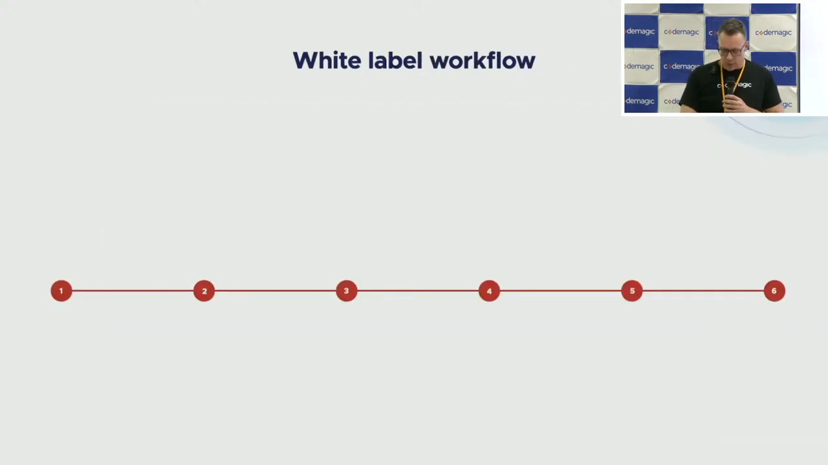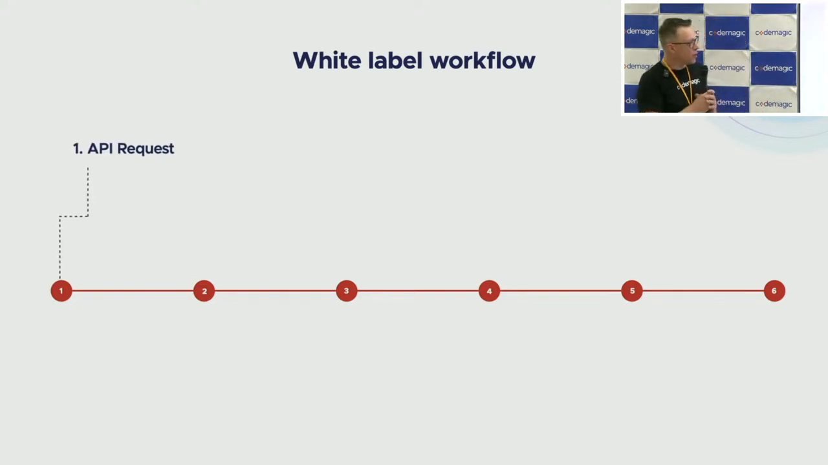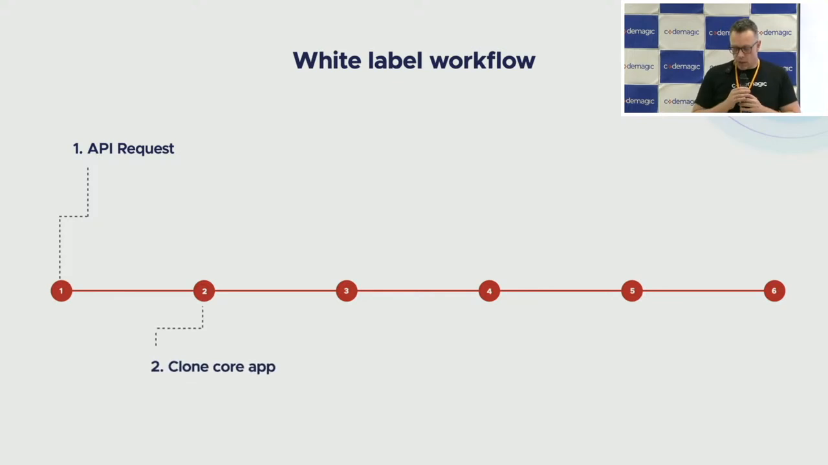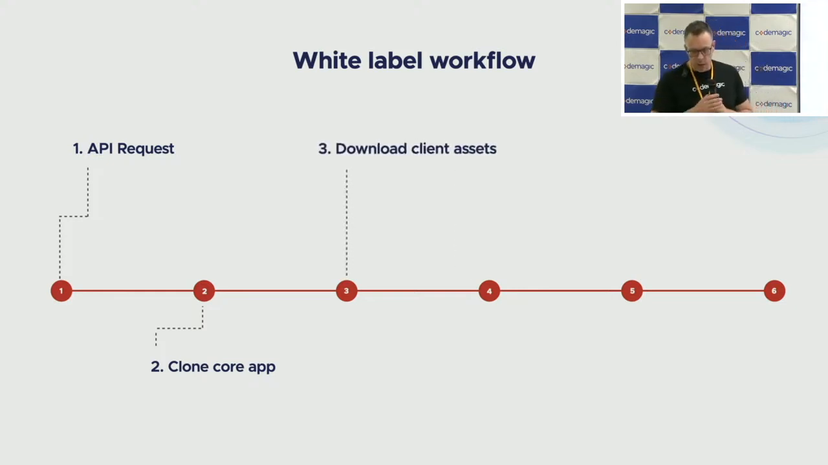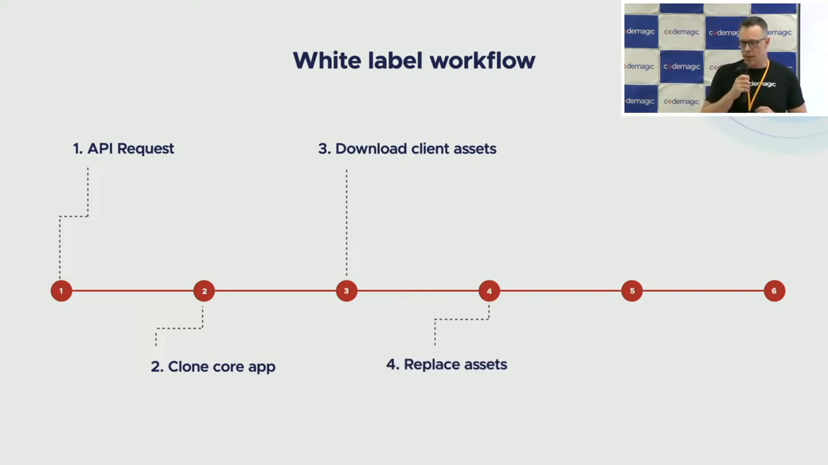So there's 6 steps that we recommend when white labeling. So the first one is to initiate the build using an API request. And that's when I'll pass in the customer IDs that I want to build. I'll then clone the application down to the machine. I'll then download the assets from my CMS or secure storage bucket. I'll then run a series of scripts that replace the assets in the application, and I'll show you an example of that in a moment.